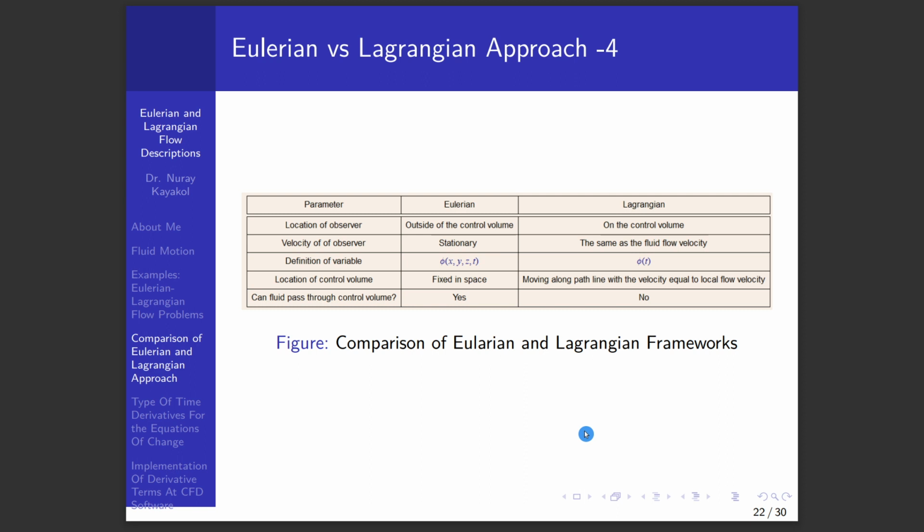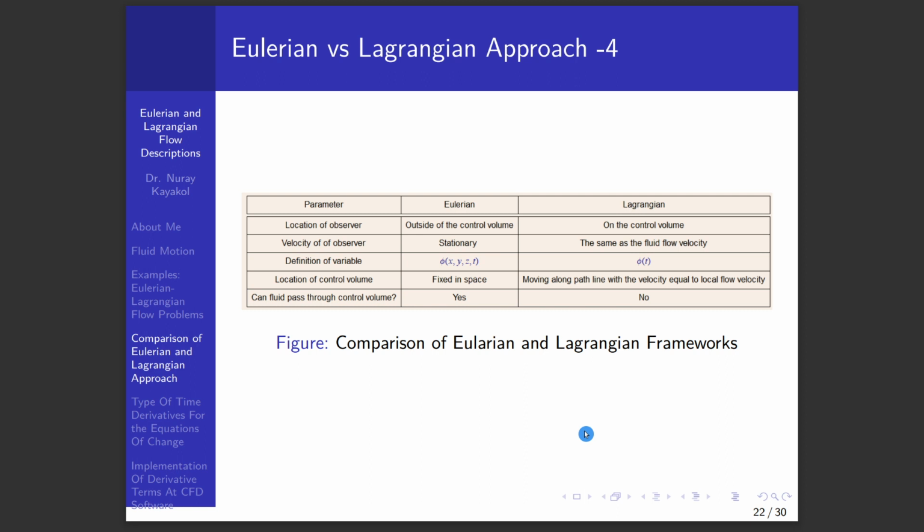In the Lagrangian approach, we apply this methodology for particle tracking. Observer or control volume moves along the path with a velocity equal to the local flow velocity. Why? Because inertia is coming from the fluid flow velocity. This will be the comparison of Eulerian and Lagrangian frameworks.